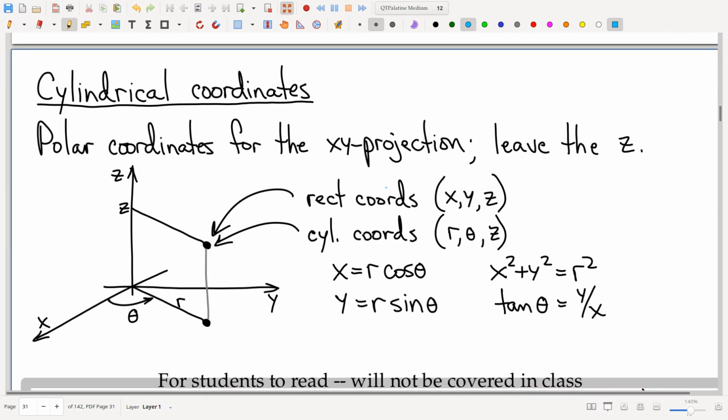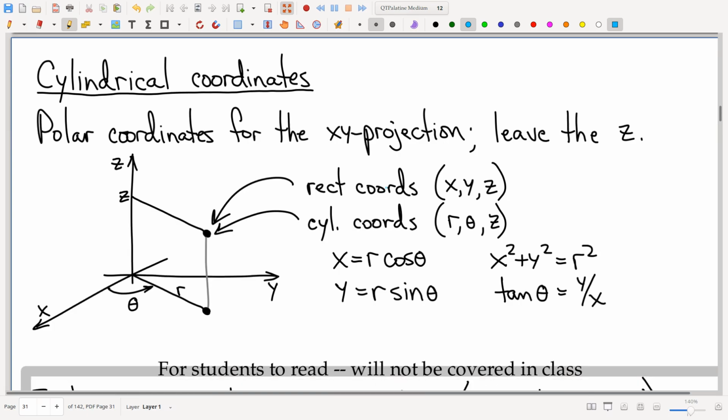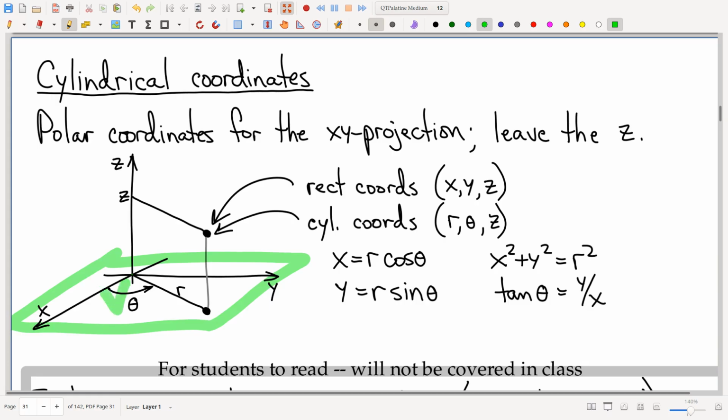Okay, cylindrical coordinates. It's pretty much polar coordinates, and you can look at the picture down here. If you confine your attention momentarily to just the XY plane, notice it's pretty much just R and theta, right? So cylindrical coordinates start off with just R and theta.